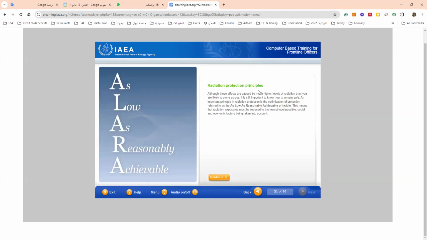Radiation protection principles. Although these effects can be caused by a much higher level of radiation than you are likely to come across, it's still important to know how to remain safe. An important principle in radiation protection is optimization of radiation, referred to as the As Low As Reasonably Achievable principle, or ALARA. This means the radiation exposure must be reduced to the lowest level possible, social and economic factors being taken into account.